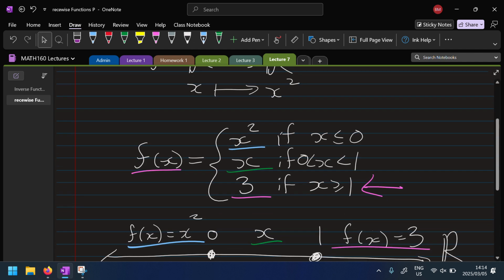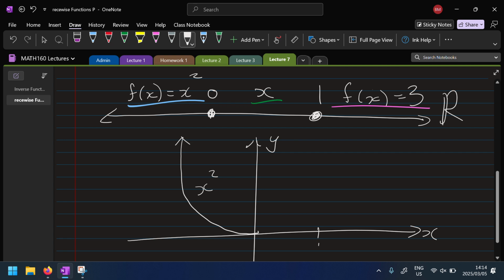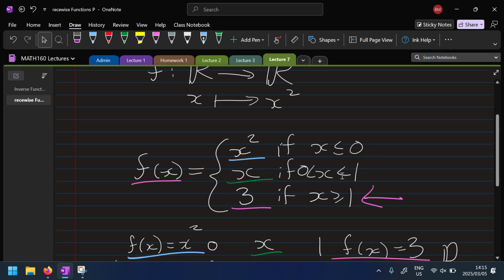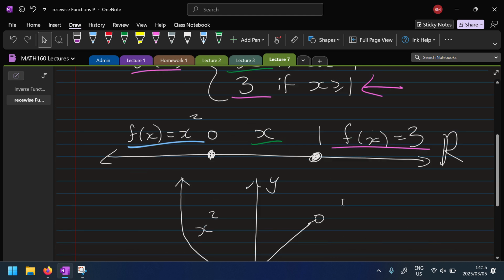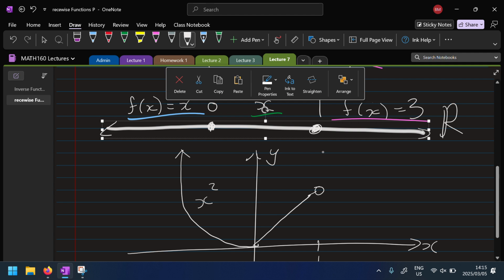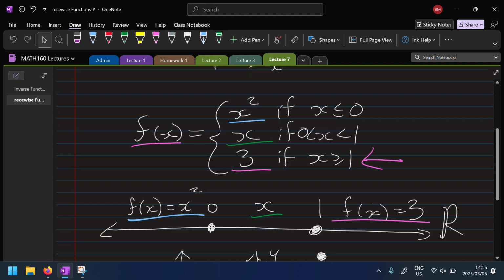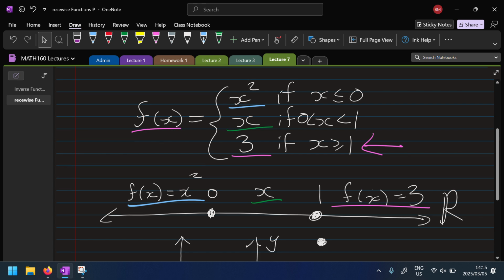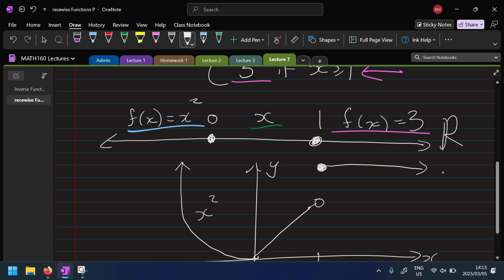Next bit. f of x equals x between 0 and 1. So let's say 1 is somewhere here. It will look like that. Notice how I put the open circle there. Remember back from intervals, open circle, not including. Over here we are not including 1. So it ends with an open circle. And then lastly, it's going to be 3 if x is greater than or equal to 1. So we have a closed circle because this could be equal to 1, and the function just continues as 3.